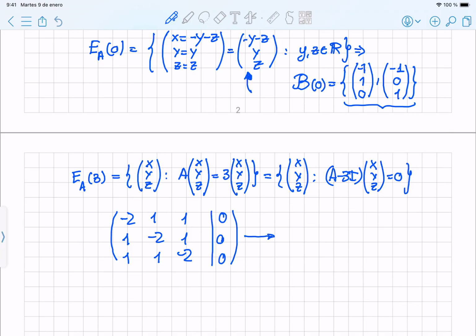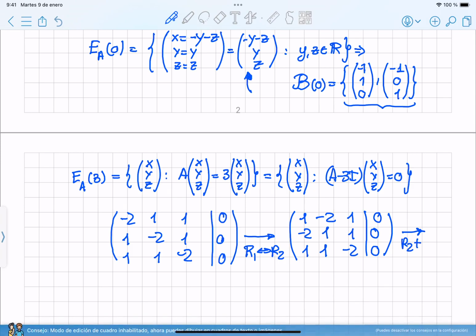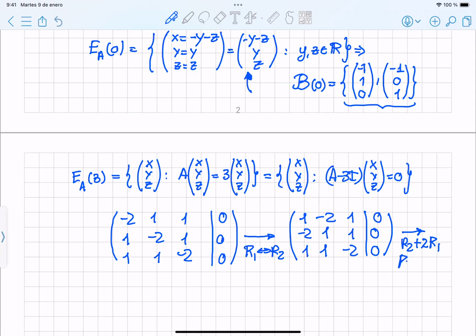So let us first just interchange row 1 with row 2. And then we obtain the 1, -2, 1, 0. Then the -2, 1, 1, 0. And finally the 1, 1, -2, 0. And let's do row operations. Row 2 plus 2 times row 1, and row 3 minus row 1.